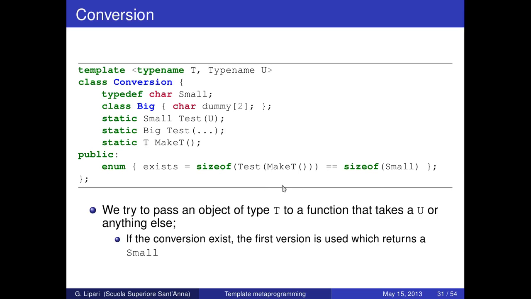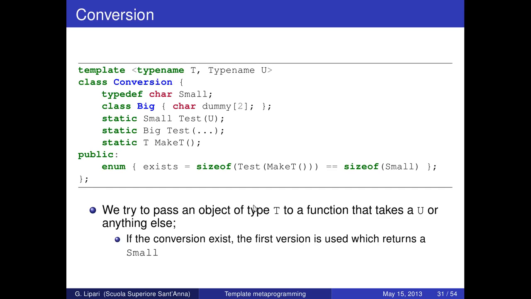So make T is used to build an element of type T. Then this element is passed to a test function. So the compiler has to check if the first or the second must be called. It will call the first one if it can convert T into U. It will call the second one if it cannot convert T into U. So this, of course, is going to be the same, so true, if the first is called, so if we can convert T into U.